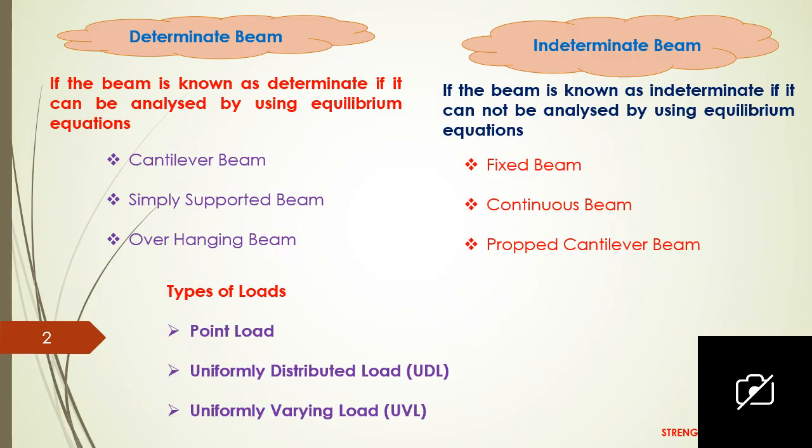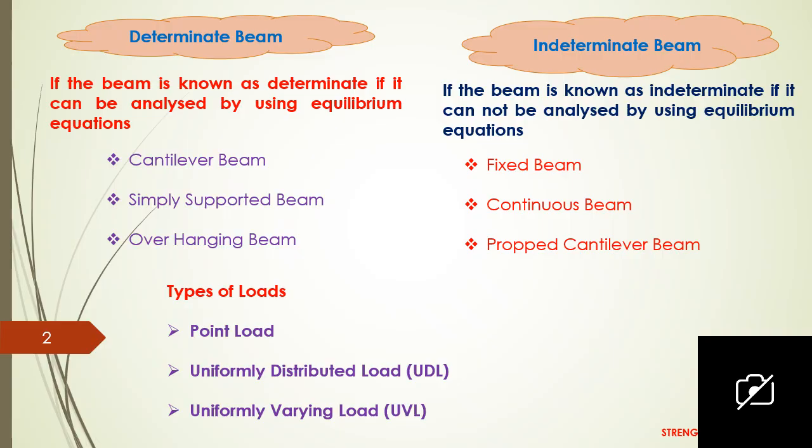And the next one is fixed beam. Both ends of the beam are fixed. And continuous beam, if the beam is having more than 2 supports, maybe 3, 4, 5, 6, whatever number, if the beam has more than 2 supports, that beam is called continuous beam. And the last one is propped cantilever. In the cantilever beam, one end is fixed, another end is free. In the free end, you give some hinged or pinned support. That beam is called propped cantilever beam.